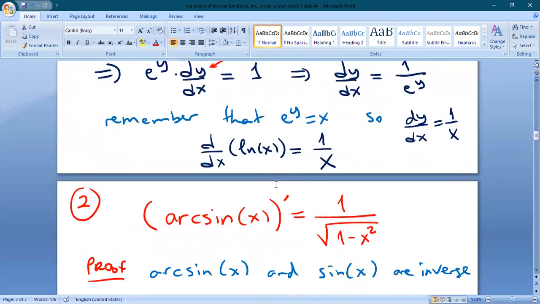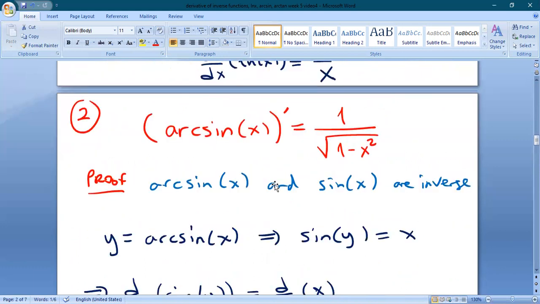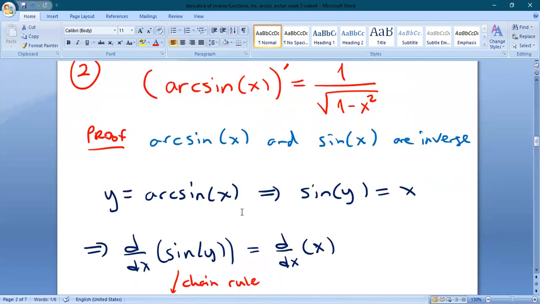This is a very important function, and it has to be used in so many computations in integral and differential calculus, also in differential equations. So we should know this derivative. The second derivative is arc sine of x. That's equal to 1 over square root of 1 minus x squared. So here, arc sine and sine are inverse functions. Arc sine is sine inverse anyway.